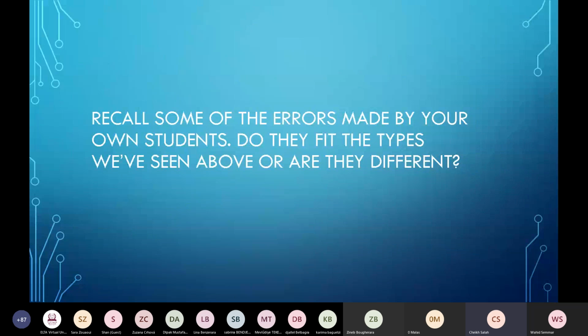Okay, so as teachers, as acting teachers, do you recall any errors made by your own students? And if yes, can you share with us what type of errors were made, so we can have an idea about what is happening?